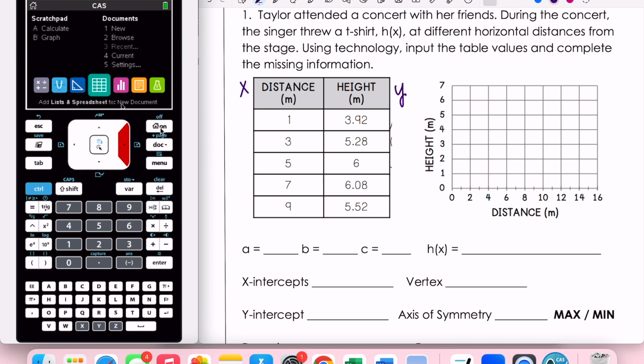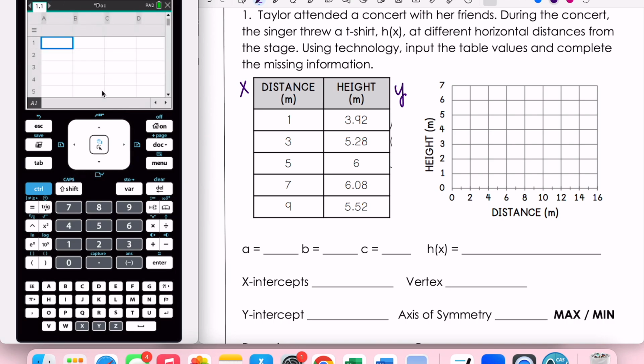Anytime you are given a table of values and you're trying to find the equation of that table, go ahead and put it into list and spreadsheets. So I'm going to go up to cell A, and I'm going to type in X, and I'm going to go over to B, type in Y, and then from here we are entering in our data. So you should have a total of 5 points. So once you have your table of values, again, you should have 5 points here.